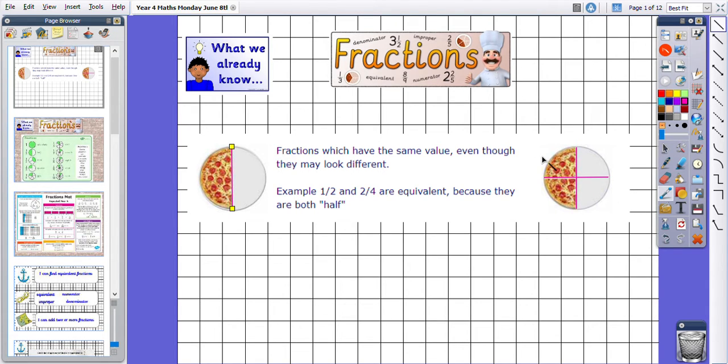Similarly, on this side of our flip chart page, we have a circle which is split into 4 equal parts, so our denominator is 4, and 2 of them are shaded, so our numerator is 2. So these fractions are equivalent because they look the same when we've drawn them out using pictures.